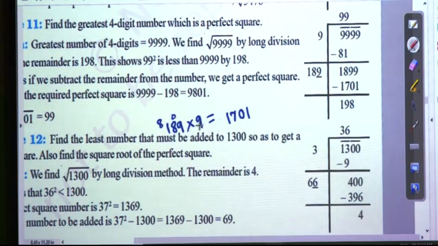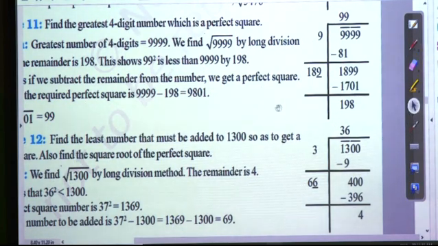So, what are we doing? We are placing the digit 9 here and multiplying by 9. We are getting 1701. This is the maximum digit that we can place here. We are getting the remainder 198.